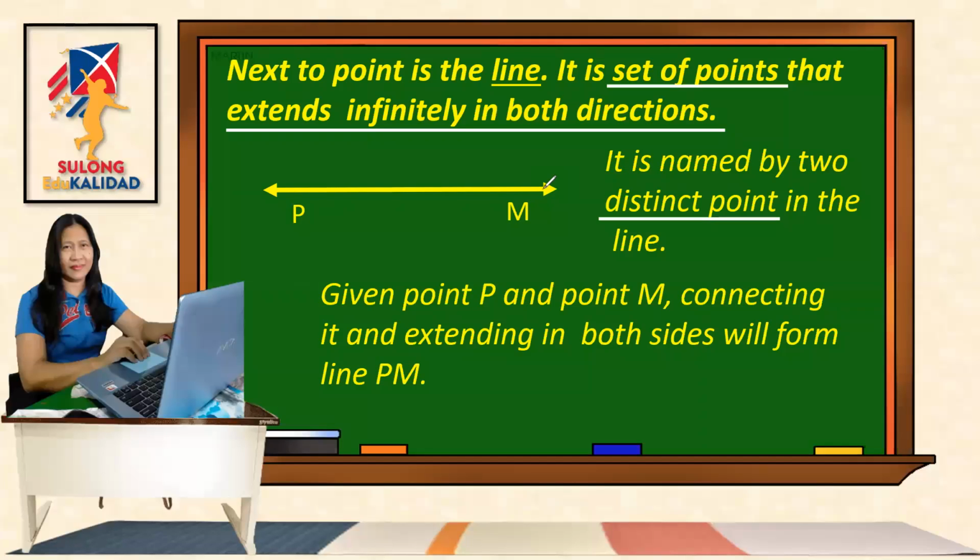So, like what I said, I named the two distinct points on that line as point P and point M. So, given point P and point M, connecting it and extending in both sides, you form the line PM. You name it as line PM. Do you get me, children? Yes po, ma'am. Okay, is that clear? Yes, ma'am. So let's continue.